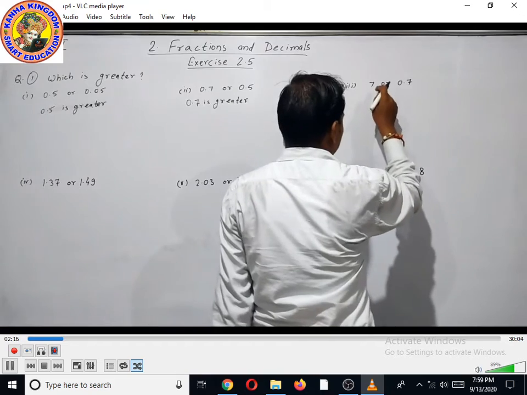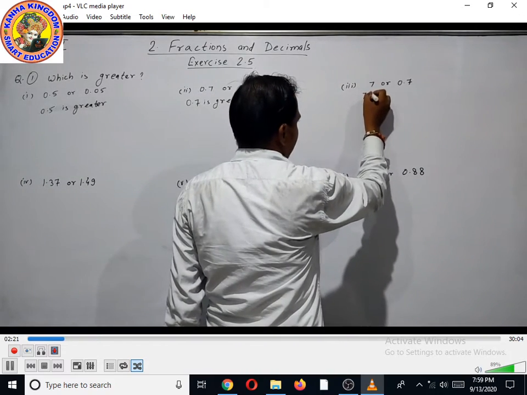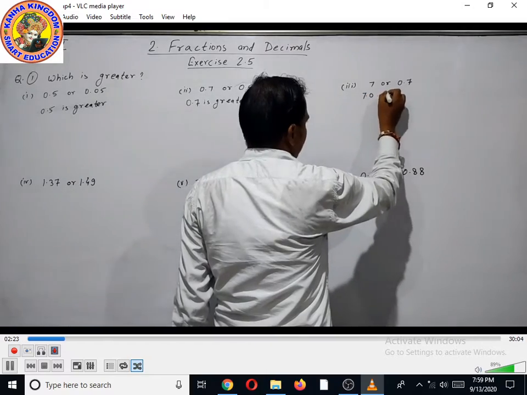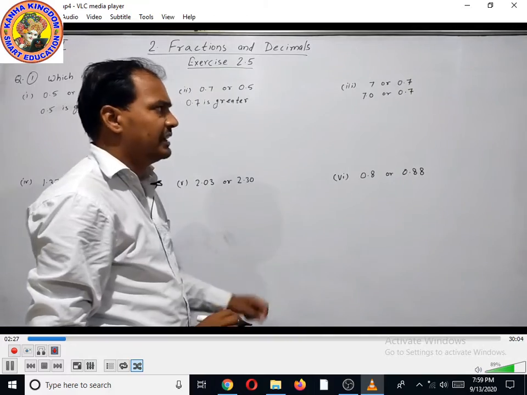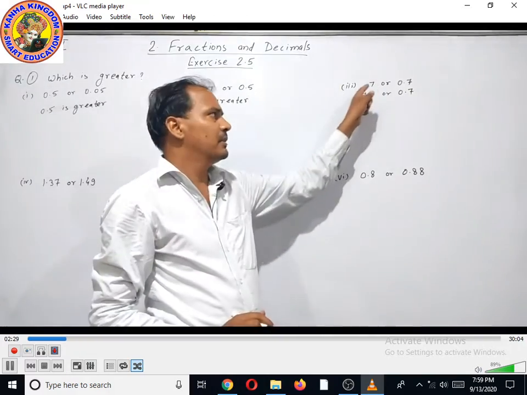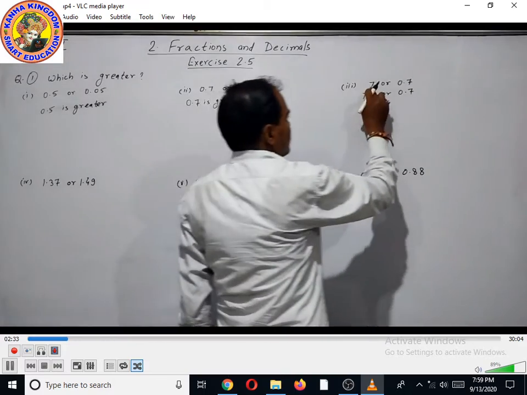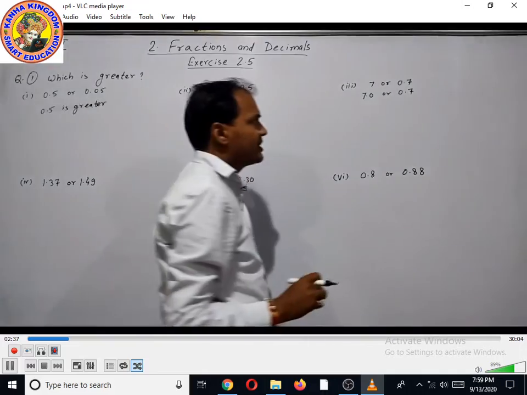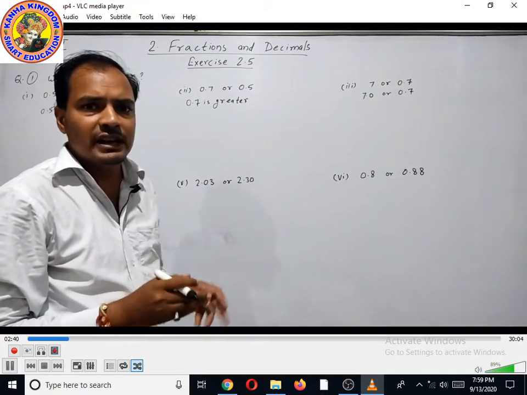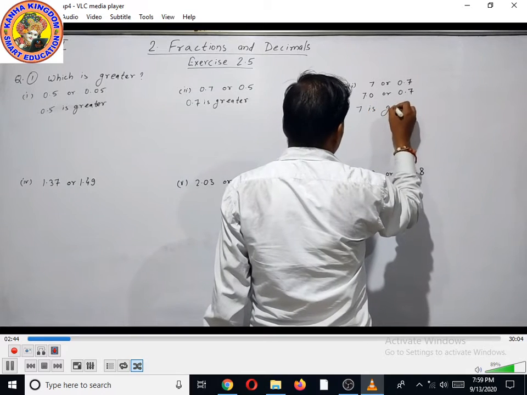Now in this number, we can write 7 as 7.0. In a decimal number, 7 is an integer, and we can write it as 7.0. Here the integer part is 7 and the other integer part is 0. Which is greater, 7 or 0? 7 is greater. So 7 is greater.